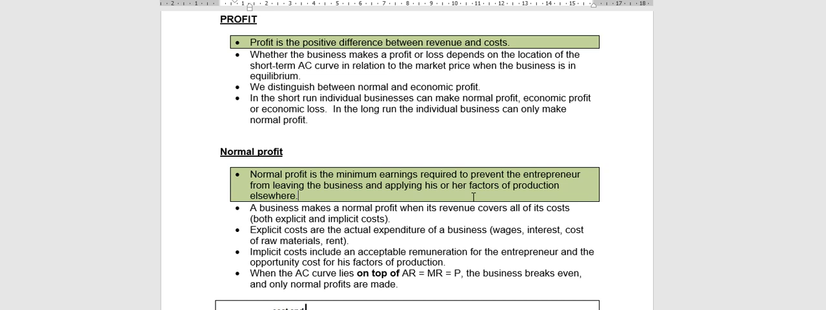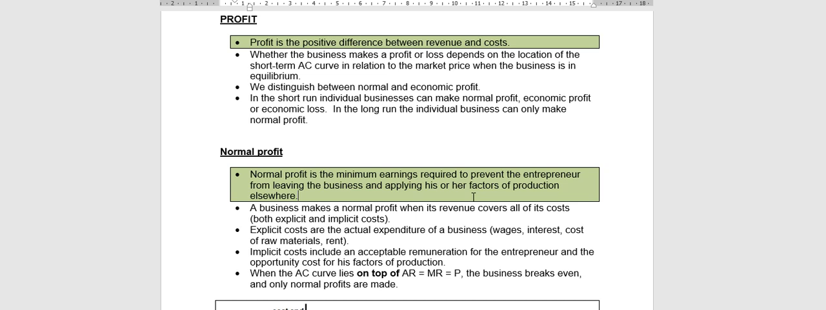Otherwise, if he gets nothing, January, he gets no money. February, he gets no money. March, he gets no money. April, he gets no money. He cannot live like that. He's going to say, stuff it. I'm closing this business that is giving me nothing. I'm rather going to work for somebody else and then I can earn a wage or a salary.